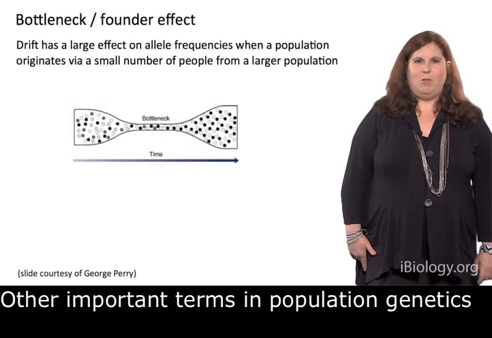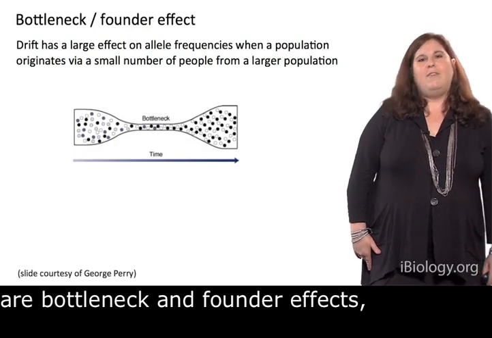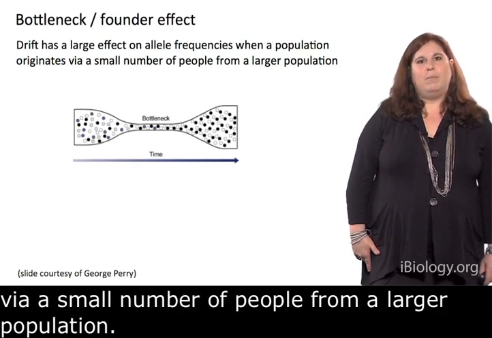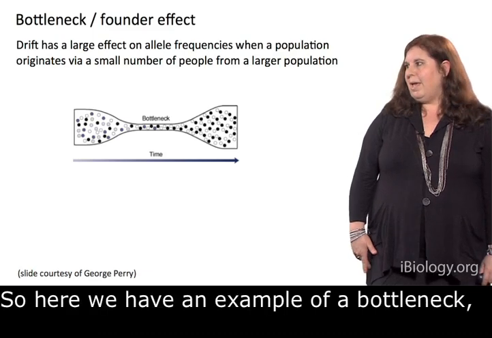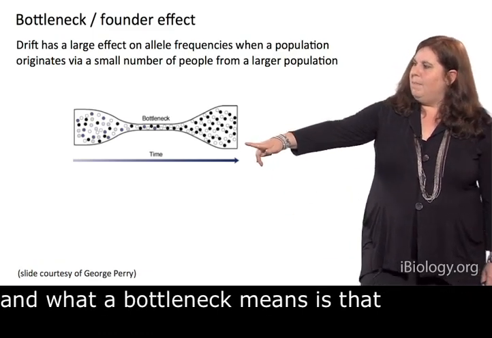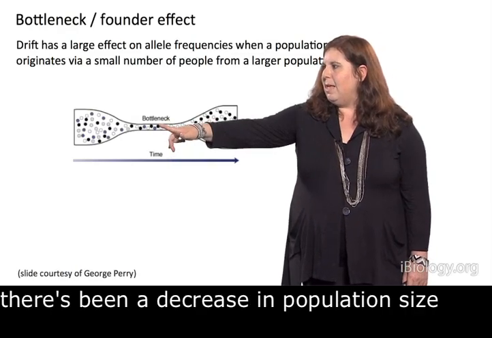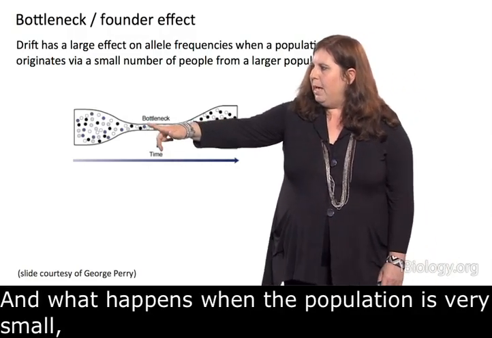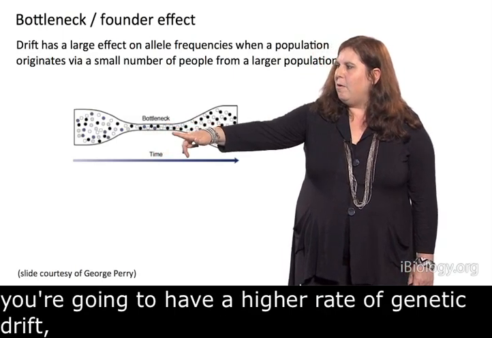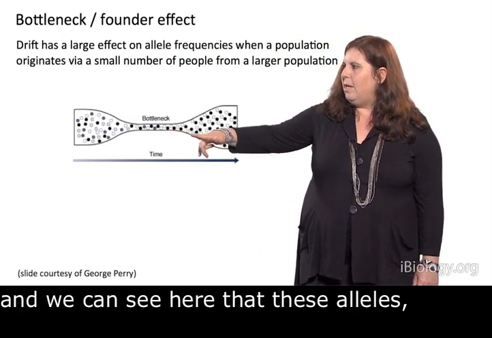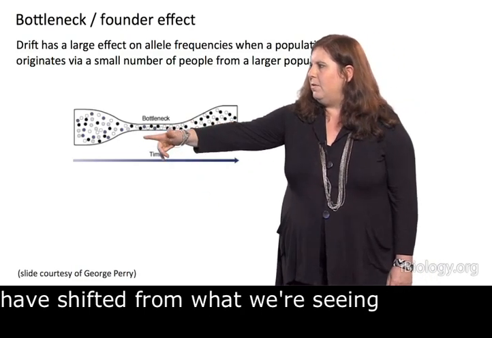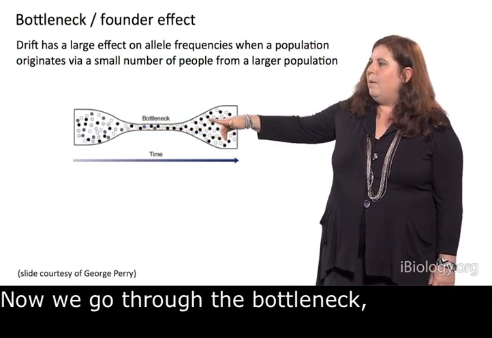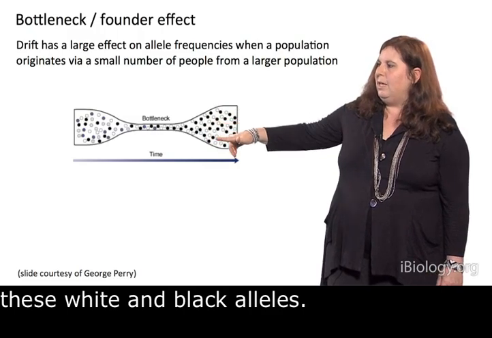Other important terms in population genetics are bottleneck and founder effects. This is because genetic drift has a large effect on allele frequencies when a population originates via a small number of people from a larger population. Here we have an example of a bottleneck. A bottleneck means that there's been a decrease in population size at some time in the past. You could think of it as a population crash. When the population is very small, you're going to have a higher rate of genetic drift. And we can see here that these alleles, which are represented by the different colors, have shifted from what we're seeing back at this earlier time. Now we go through the bottleneck, and now we're seeing predominantly these white and black alleles.